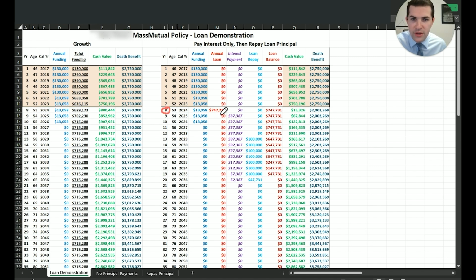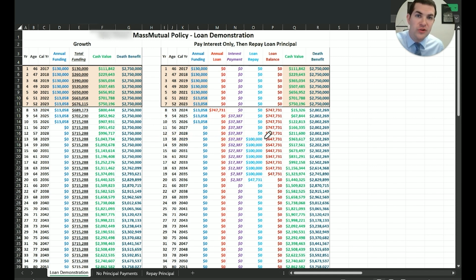So in year 8, what I did is just display the maximum loan, $747,000. There's your available cash value, comes down to about $15K. You'll notice the death benefit will drop by the amount that you borrow, $747 and change. That's why I'm at $2 million now, or you're at $2 million now. Then in this example, what I assumed is that you continue to pay the premium. You pay the loan interest for 4 years, and then at age 58, you begin to attack the loan principal.